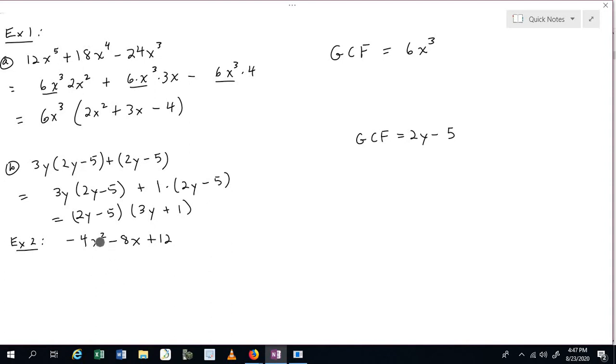Now let's look at this one. We've got three different terms here. Among the numbers, it looks like we have a 4 in common, right? That's the greatest common factor among those numbers. So our GCF is 4.